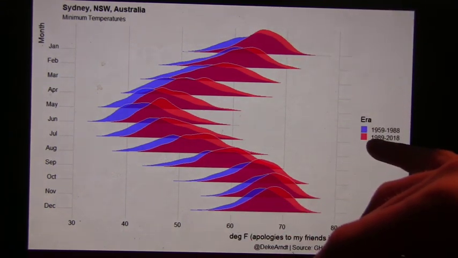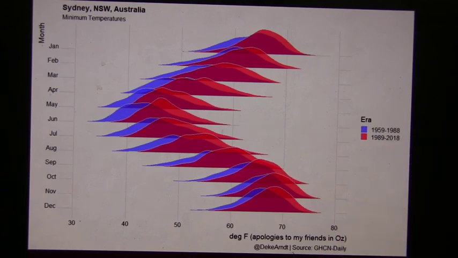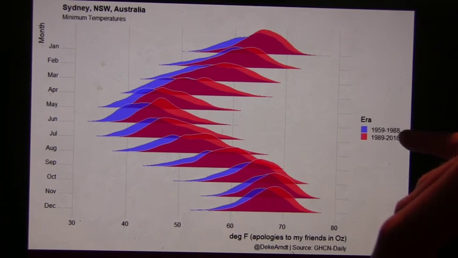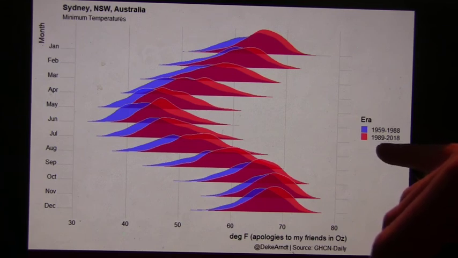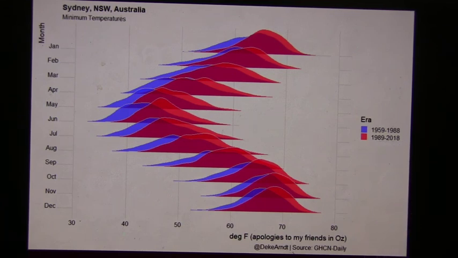And then the red is from 1989 to 2018. So these are the minimum temperatures for the day in Sydney, Australia. Blue, 1959 to 1988. Red, 1989 to 2018. So first of all, well, just tell me what you see when you look at this graph. What are the things you see?